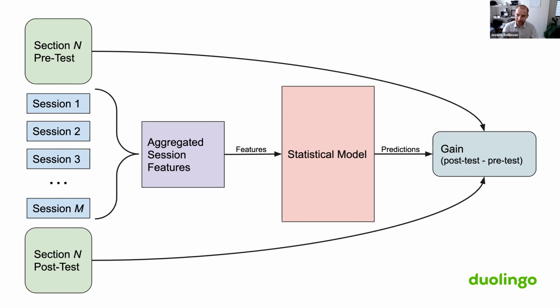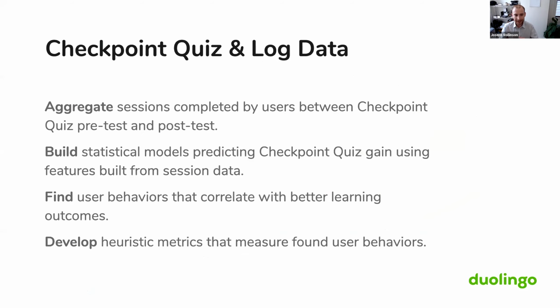To show this in writing, it looks a little bit like this. We're going to aggregate the sessions completed by users between the checkpoint quiz pre-test and post-test. We're then going to build statistical models predicting gain using features built from session data. We're then going to find user behaviors from those features that correlate with better learning outcomes, and finally develop heuristic metrics that measure found user behaviors.